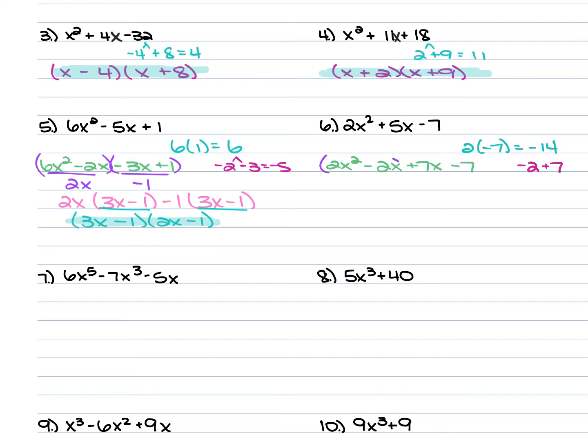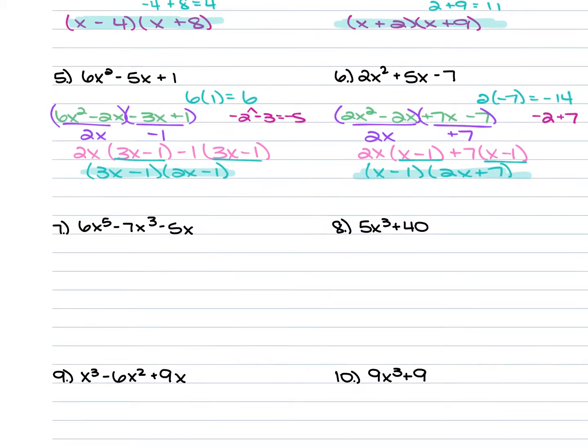Factor this by grouping. Factor out a 2x from the first set of parentheses. Factor out a 7 from the second. So you rewrite this as 2x times x minus 1 plus 7 times x minus 1. Your 2 sets of parentheses are identical, so that gives you x minus 1 times 2x plus 7.